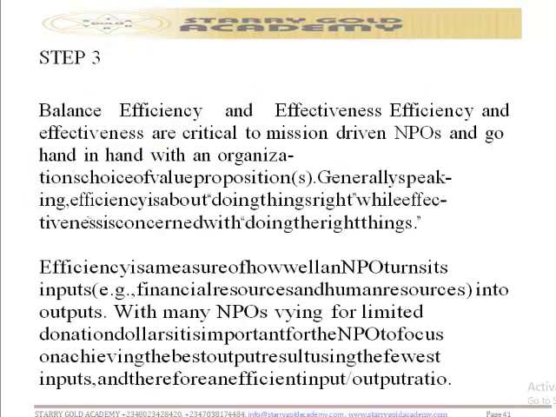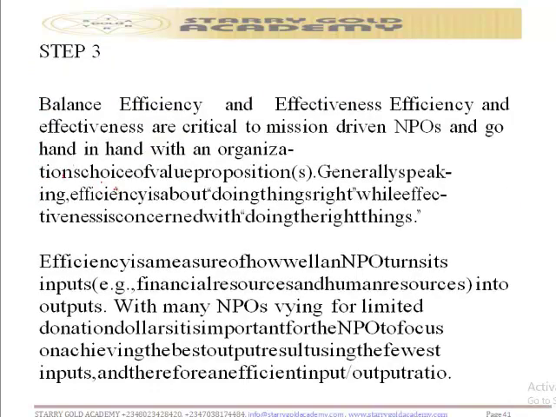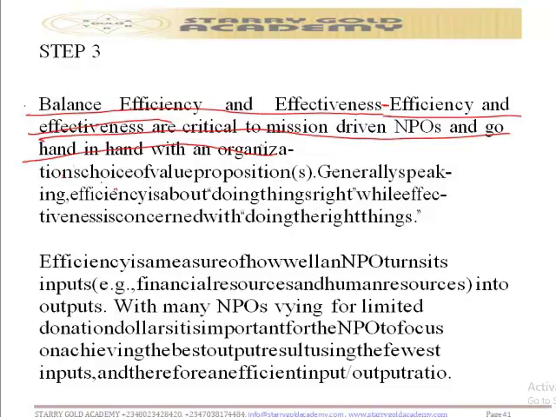So the next step is that it is important to balance efficiency and effectiveness. We said that efficiency and effectiveness are critical. They are critical to mission-driven NPOs, and they go hand in hand with an organization's choice of value propositions.